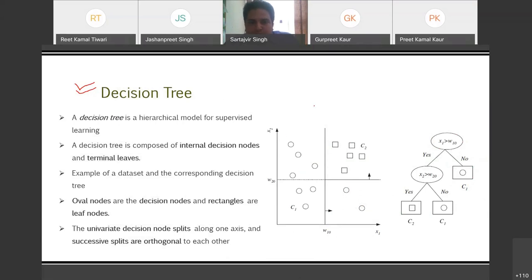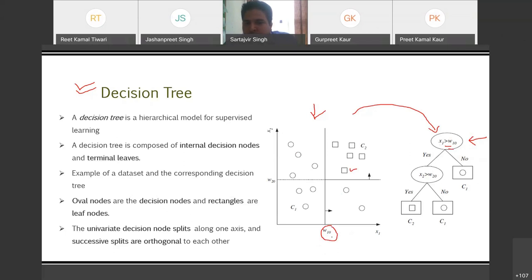In this classification problem, we have two types of classes: one is squares and the other is circles. We have to solve this classification problem with the help of a decision tree. How can we do it? We can do it very easily. In the first decision node, we put this criterion.